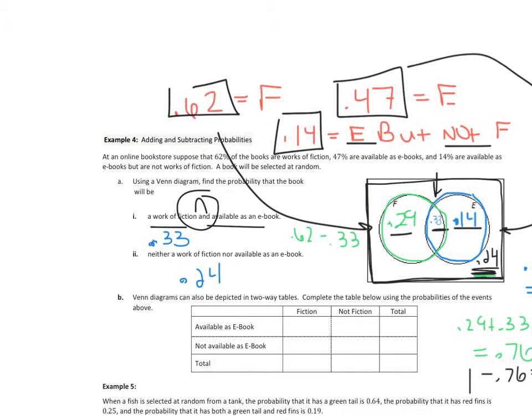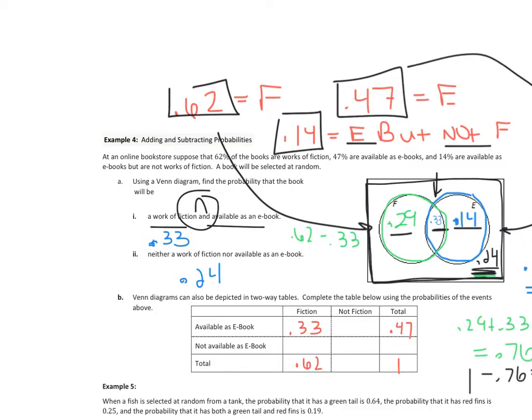Now, what's also nice with a Venn diagram is you can make it into a table. And the table is nice to also visualize your data. First off, the total of all these should be 1 because it's probabilities. Second off, I know that the total amount of fiction books is 0.62, so I can put that here. And I know the total amount of ebooks is 0.47. I also know that the amount of ebooks that are both would be the crossing of that. So here's ebook and fiction. So if you can visualize it, they cross here, and that's where the 0.33 goes.